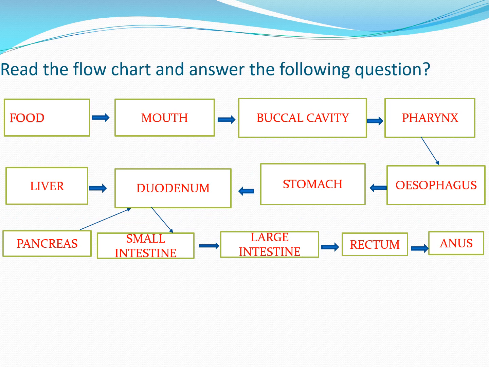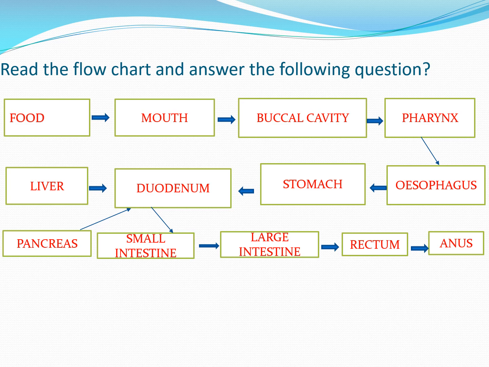Here, read the flowchart and answer the following questions. Here, food enters the mouth and from there into the buccal cavity, from there into the pharynx, from pharynx into the esophagus, esophagus to stomach, stomach to duodenum, first part of small intestine. Here in the table you see that into the duodenum, liver and pancreas, both digestive glands, open. Duodenum continues with small intestine to large intestine to rectum, rectum to anus. We can see the flow of food with the help of arrow marks.